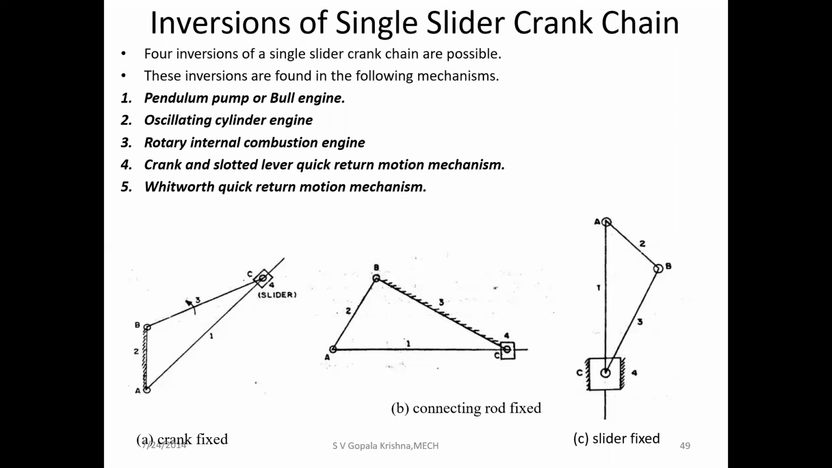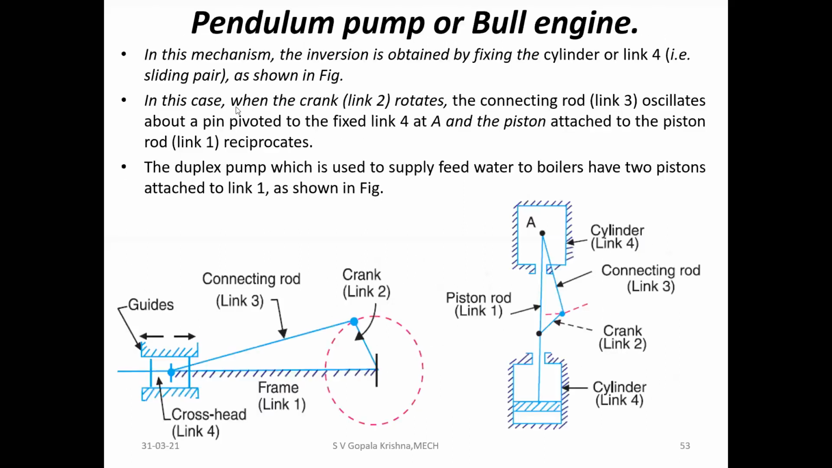Now we are going to see the pendulum pump. Just observe how the arrangement is made, particularly for pendulum pumps. This is the pendulum. In this, the piston rod is connected to the crank, and there is a connecting rod and a cylinder. Coming to the first inversion, the pendulum pump, the cylinder is fixed here. How many cylinders are there? Two cylinders are there, and both are fixed here. The piston rod is also acting as the link rod.